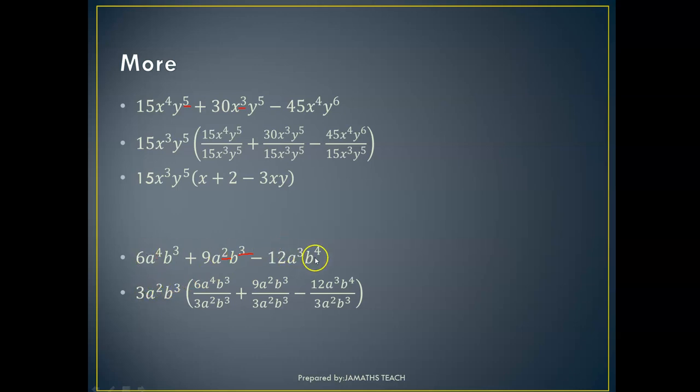And we divide each of the terms by the HCF. So 3 into 6, 2. 4 minus 2, 2, so we'll have a squared. 3 minus 3, 0, so that means no b is left. 3 into 9, 3. 2 minus 2, 0. 3 minus 3, 0. So no a, no b is left. 3 into 12, 4. 3 minus 2, 1, so we have a. 4 minus 3, 1, so we have b.